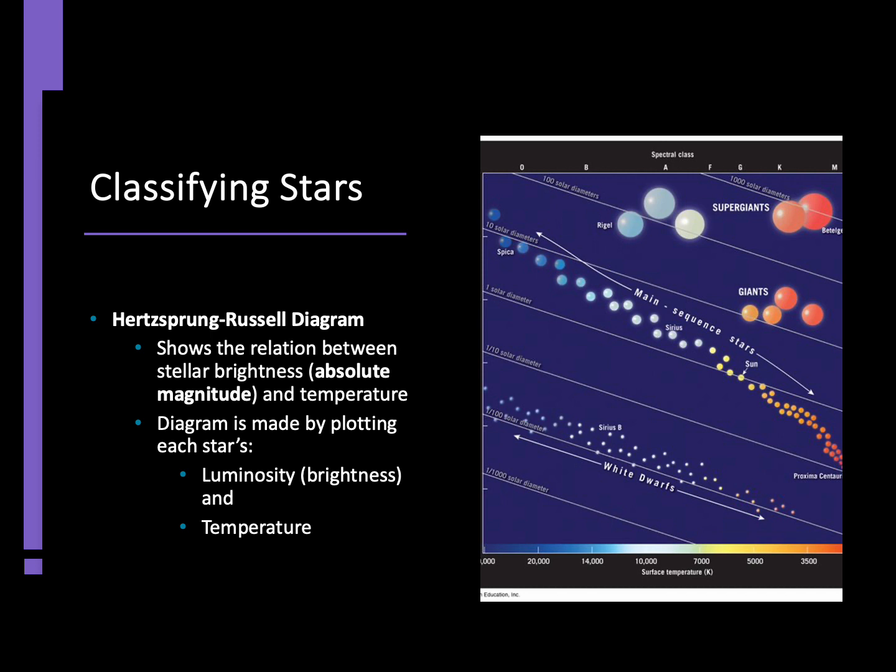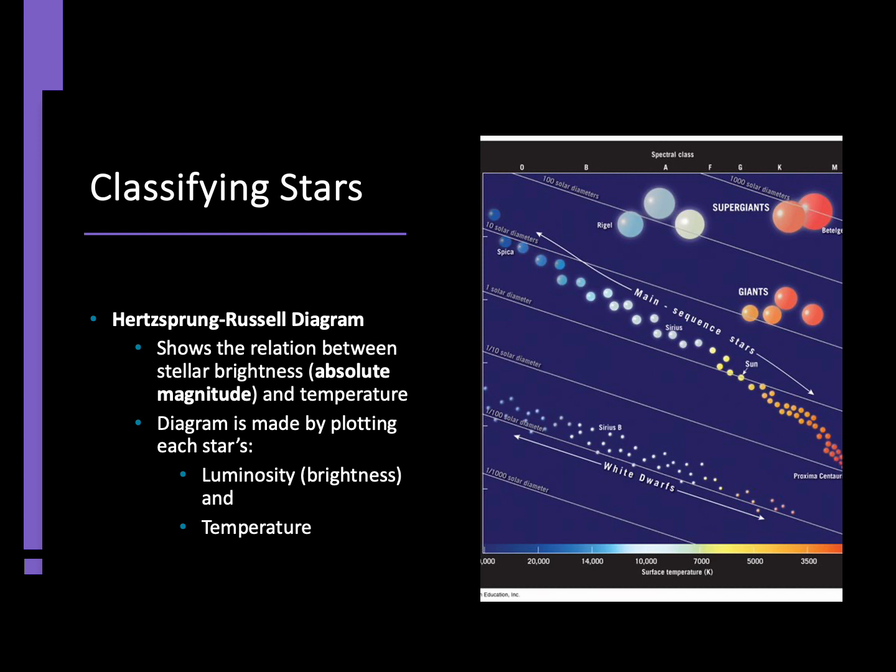We use a diagram called a Hertzsprung-Russell diagram, or abbreviated HR diagram, to classify our stars into different groups. And the way that we use this HR diagram is by looking at the luminosity, or the stellar brightness, and the temperature of each star. So when we look at this diagram, along our x-axis is the temperature of the surface of that star, and I accidentally cut it off, but if we could see the y-axis, this would be the absolute magnitude, or the brightness of each star.